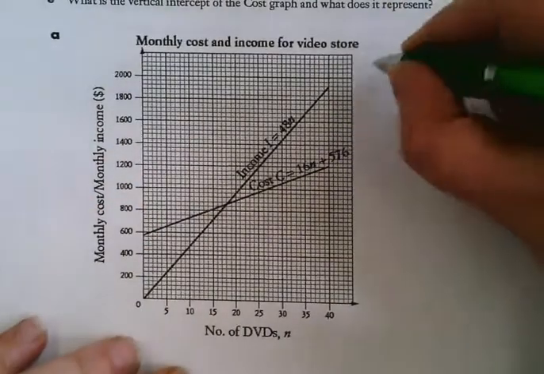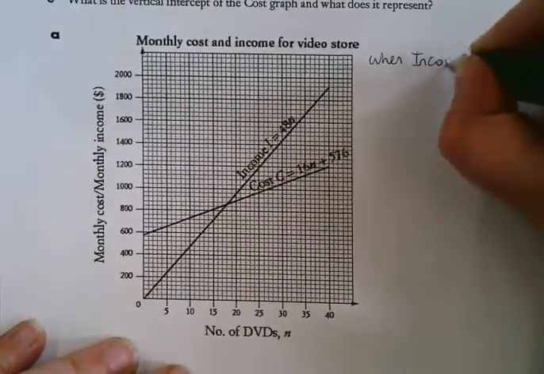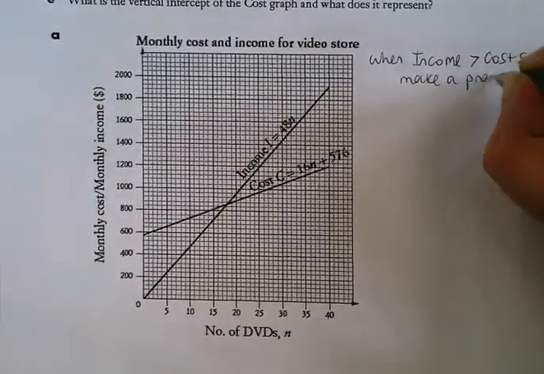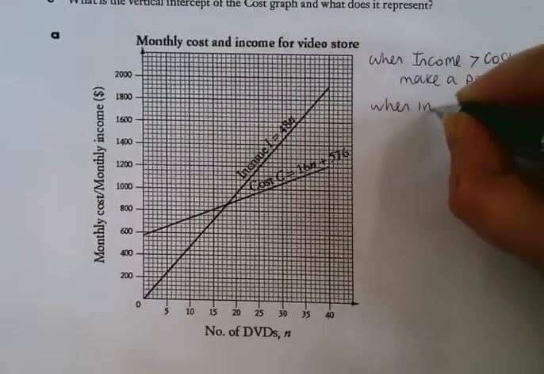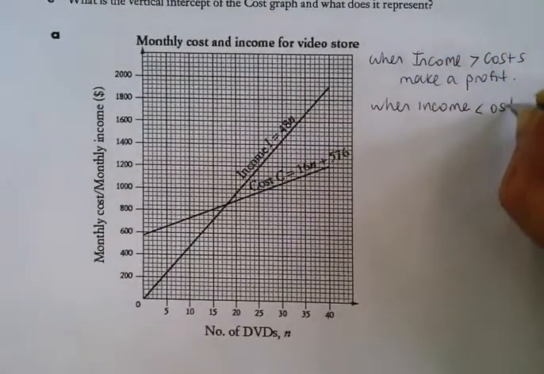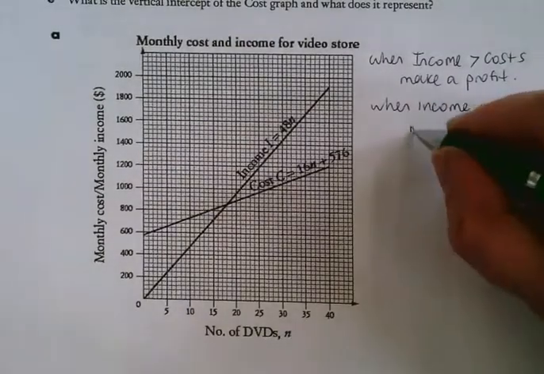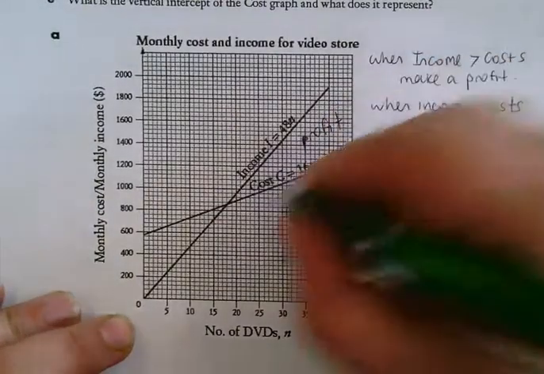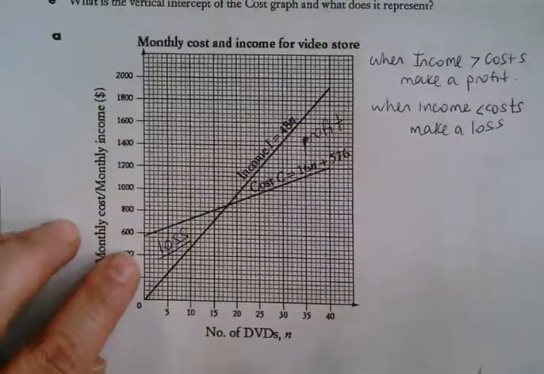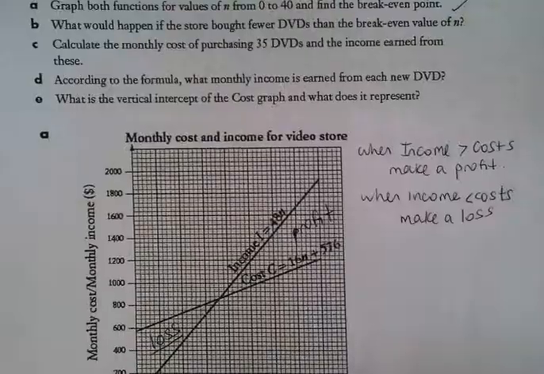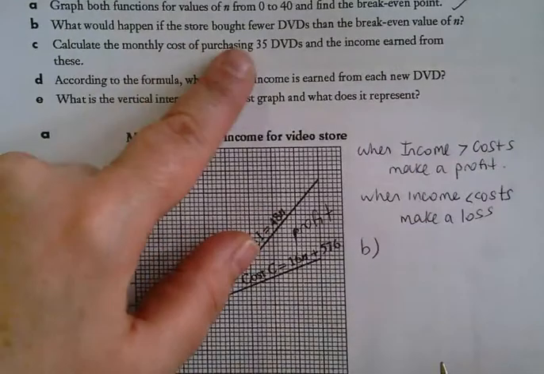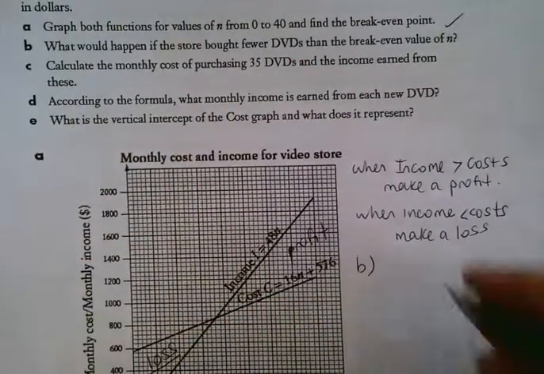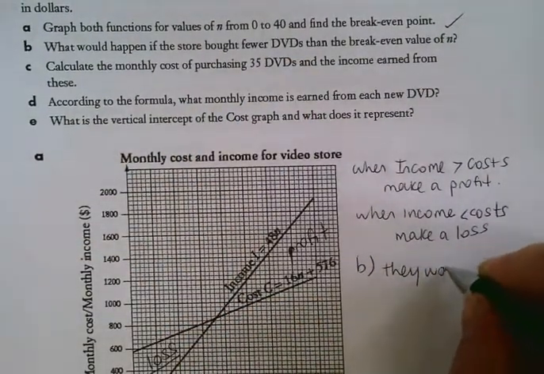So when your income is greater than your costs, you make a profit. And when your income is less than what it costs you to make something, you make a loss. So on our graph, this is my profit zone in here, and this is where I make a loss in there. So the question is, for B, what would happen if the store bought fewer DVDs than the break-even value of N? They would make a loss.